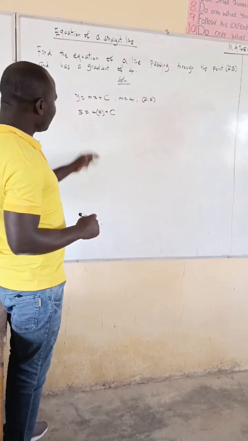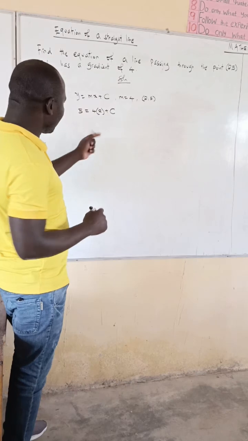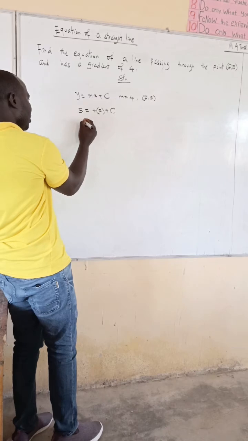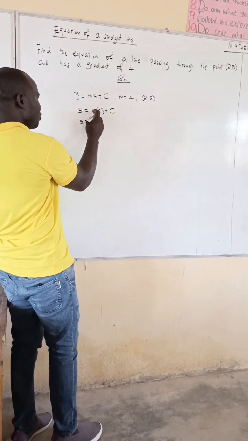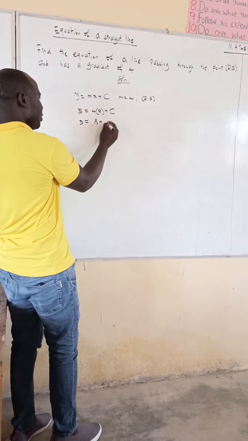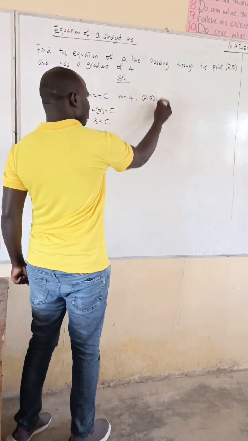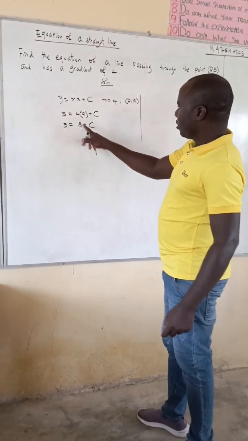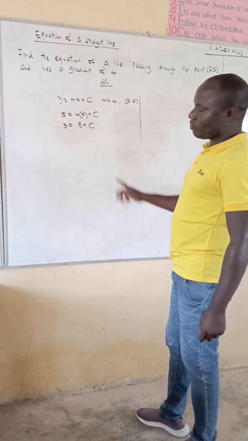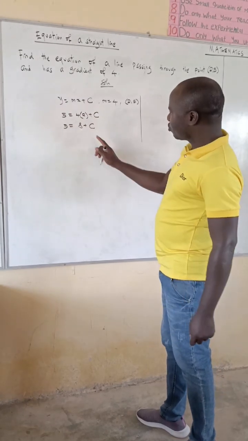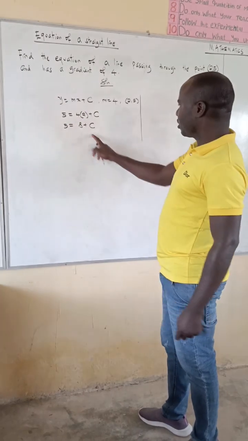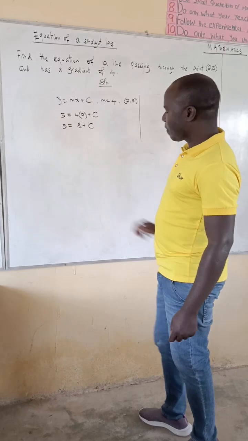So from here, we are going to open these brackets. Opening is done by multiplying with whatever is outside it. So we're going to have 5 equals 4 times 2, which is 8, plus c. Now we group the like terms together. For us to get c, we need to transfer this 8 to the other side of the equation so that eventually we are left with c.